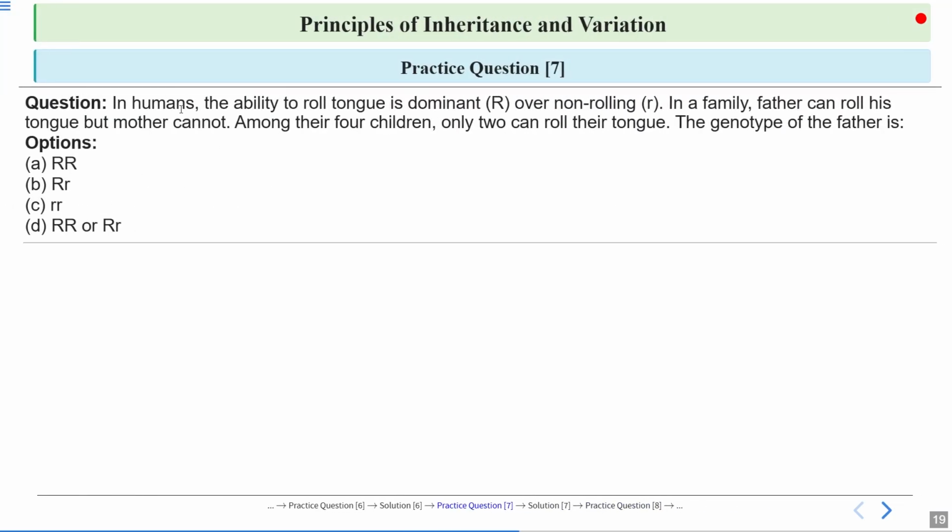Now, this is a very interesting question. The human ability to roll the tongue is dominant, controlled by capital R, over non-rolling, controlled by the small r allele. In a family, the father can roll his tongue, but the mother cannot. Among their 4 children, only 2 can roll their tongue. The genotype of the father is: option A is capital R, capital R; option B is capital R, small r; option C is small r, small r; option D is capital R, or small r, capital R. What will be the correct answer?